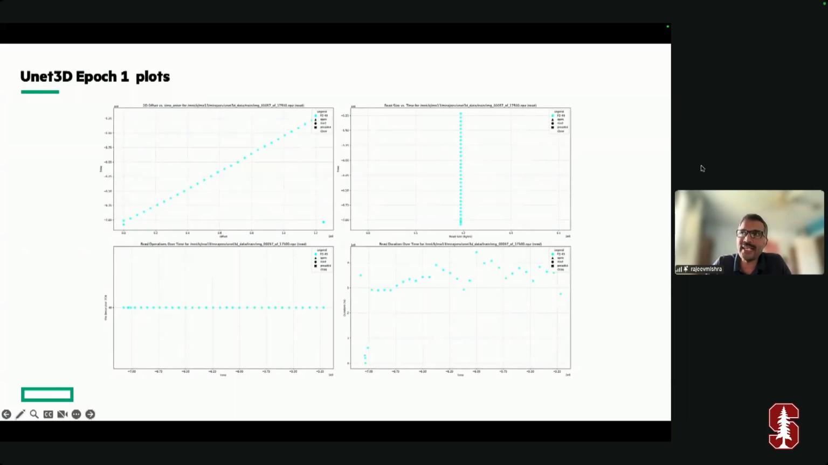I collected Unit 3D data, and when I collected it, you can run the workload with epoch 1.